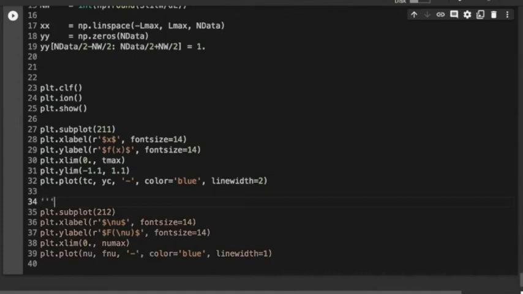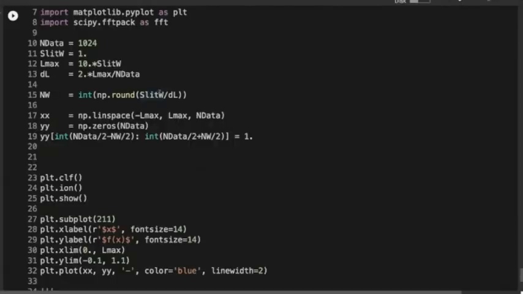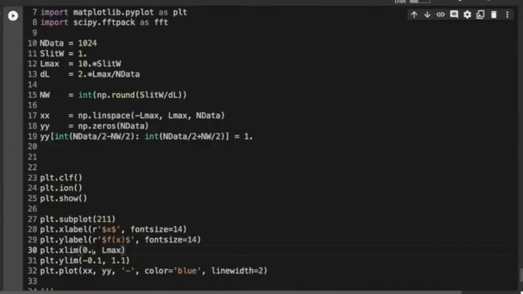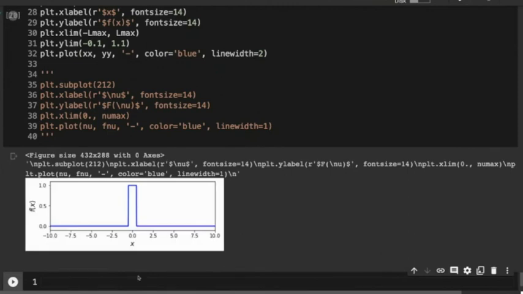The other function doesn't exist, so you know that for block comments I can use these. It will just comment those lines. And here the y limit can be minus 0.1 to 1.1, so it will have a little bit of room on either side. This is supposed to be minus L max to plus L max. Let's see the definition of our slit. Now you see that it's a function which is zero everywhere, and then there's a slit.